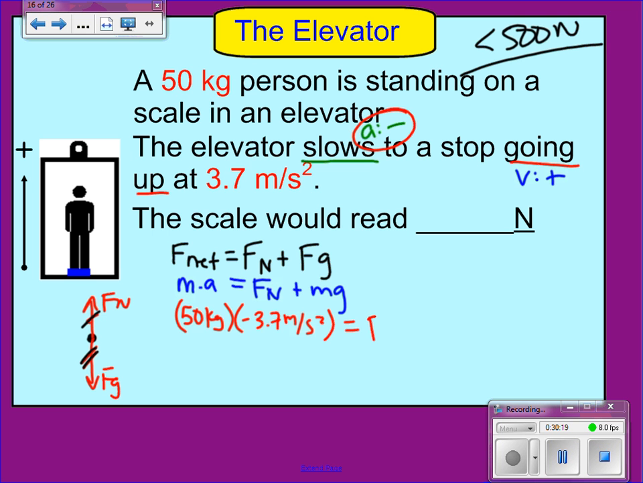That's equal to force normal, which is what I'm going to solve for, plus my mass, 50 kilograms, times acceleration of gravity. Well, gravity always points down, and in elevator problems, down is always negative, so it's a negative 10 meters per second squared. Let's simplify some of this. So 50 times negative 3.7, let me grab my calculator here. That's going to be negative 185 newtons, equal to force normal, plus 50 times negative 10, we already know that that's plus a negative 500, or I'm just going to write minus 500.